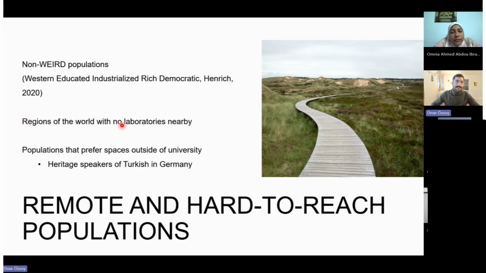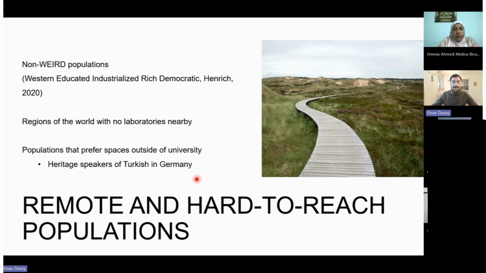You can also test in parts of the world where there is no laboratory nearby, either because there's no university in this place, or because it costs too much to have a laboratory. And even within these WEIRD societies, there are people that prefer spaces outside of university, where there's maybe no eye tracker. Heritage speakers of Turkish in Germany, at least to some part, and from my experience in recruiting, are part of this group.